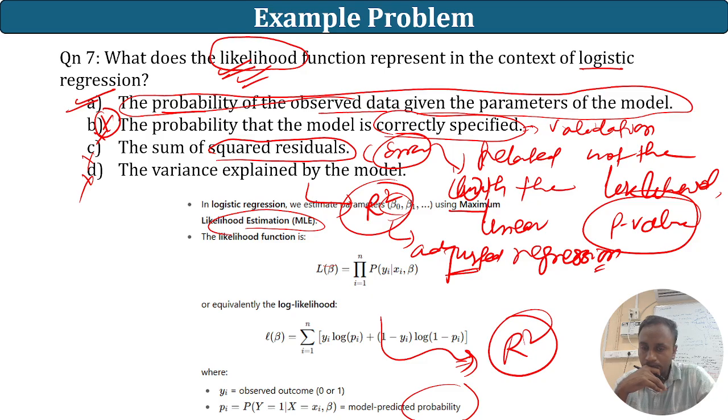Is it? So let's go to the next question. Yes, sir.